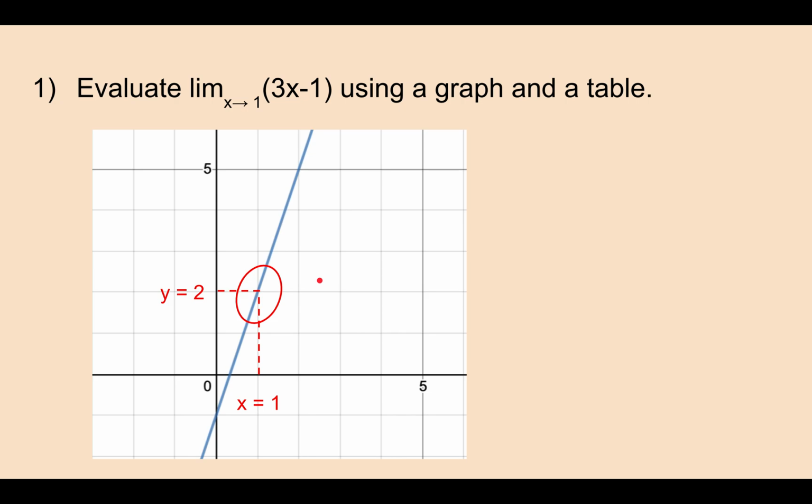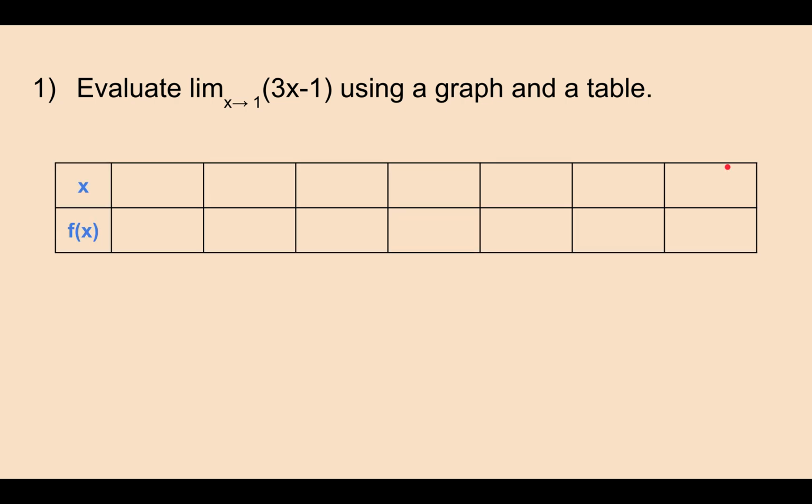I don't care what it equals at 1. I care what the behavior is. And it looks like the behavior from left and right of 1 is actually 2. So I would say the limit of 3x minus 1 as x approaches 1 is 2. Which again means the behavior as I approach 1, this function approaches 2. Okay, let's try a table.